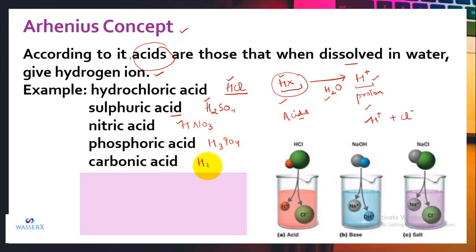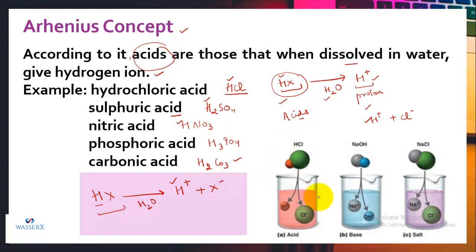Carbonic acid we know is H2CO3, so it is also an Arrhenius acid. So I think it's clear that any substance which possesses a hydrogen atom in its chemical formula is regarded as an acid, because when it is dissolved in water, it will liberate its hydrogen ion or proton, and the other respective ion is formed according to the formula of the compound. So I think it's clear how you are going to state the Arrhenius acid.